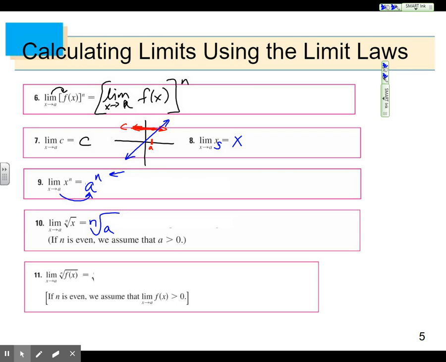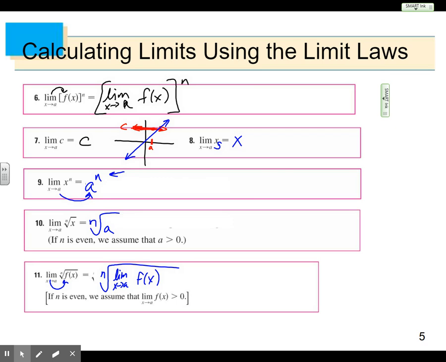And the 11th one, suppose that I don't have a constant there, it's not an x, it's actually a function of x, then the limit can go inside if that's going to make life easier for you. So I can take the nth root of the limit as x approaches a of that function. And again, we're assuming n's an integer on that. It just makes life a little bit easier for us.